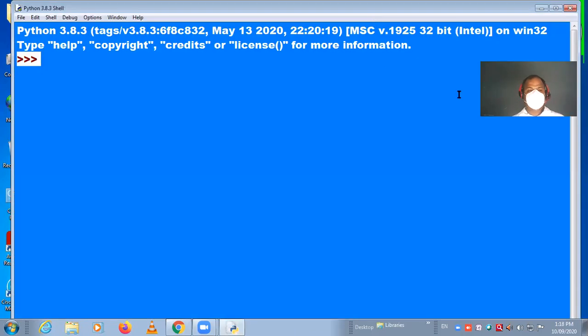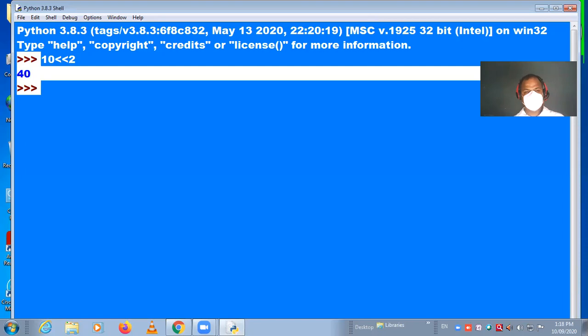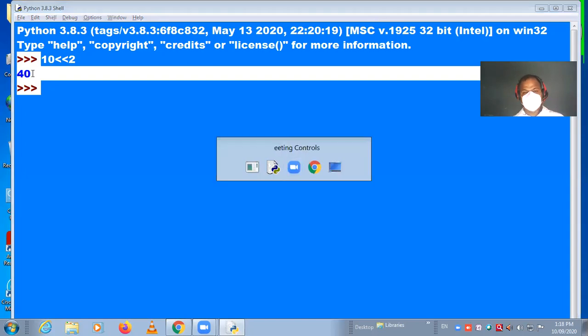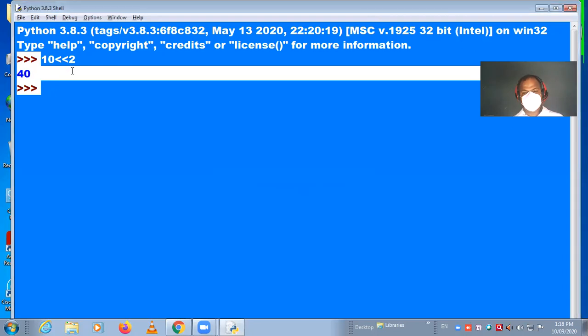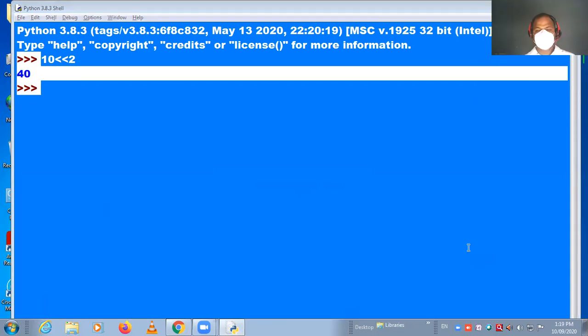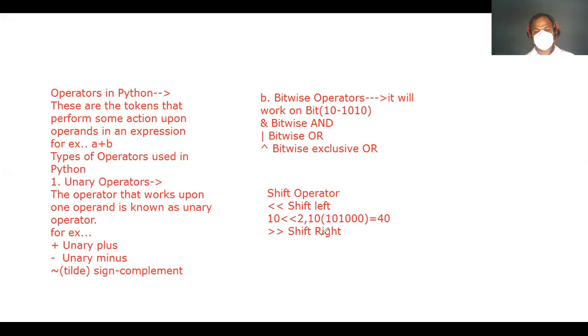Ideally, what we have written there, 10 and this and 2, here comes the answer. Clear? Very good. So just moving back to the new share, the whiteboard, I think this topic is clear. Likewise, shift left is done. Now shift right is the next one.